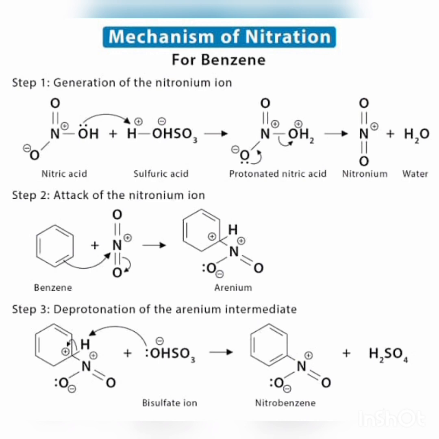The second step is attack of the nitronium ion. We have seen the formation of the nitronium ion. This nitronium ion will attack the benzene nucleus to give the arenium ion. So NO2 will be added to the benzene nucleus to give this arenium ion.